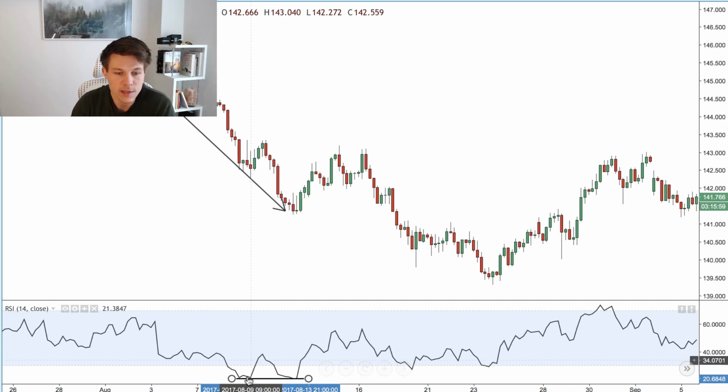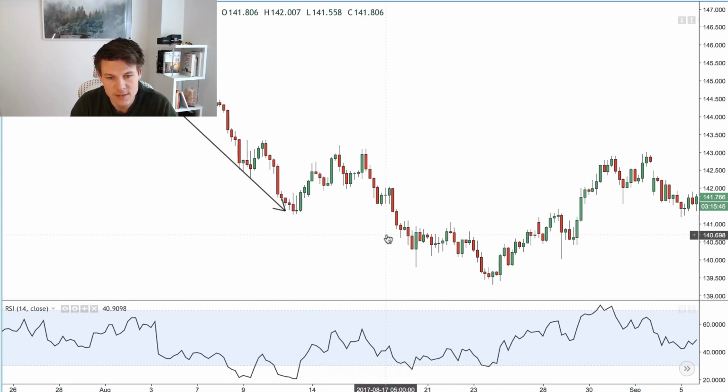It is weak in both instances, whether we look at this high here or at this high here, or low actually in this case. It just means that the price action is very weak. It is having the same strength. So this is not a divergence, very, very important to understand.